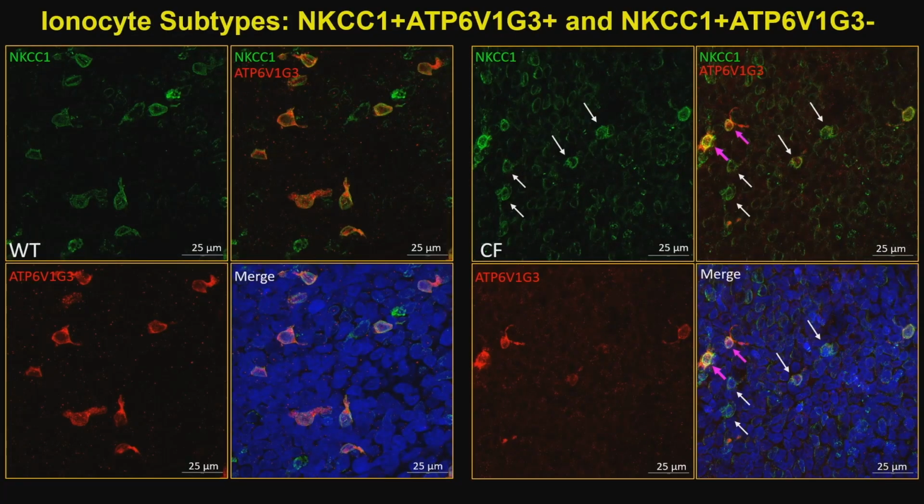Then we used NKCC1 as an ionocyte marker to do a co-staining of NKCC1 and ATP6V1G3, comparing the wild type and the cystic fibrosis ferret. What we found here is good co-localization of NKCC1 and ATP6V1G3 in the wild type trachea. But moving to the CF, we found different populations: one is NKCC1 positive and ATP6V1G3 negative ionocytes, and the other one is NKCC1 positive and ATP6V1G3 positive ionocytes, as we showed in the image in the CF trachea.